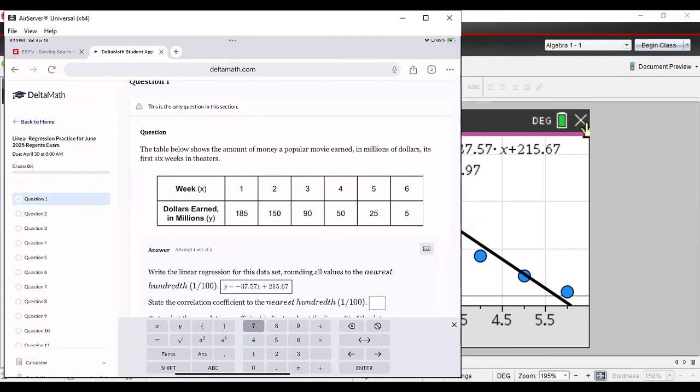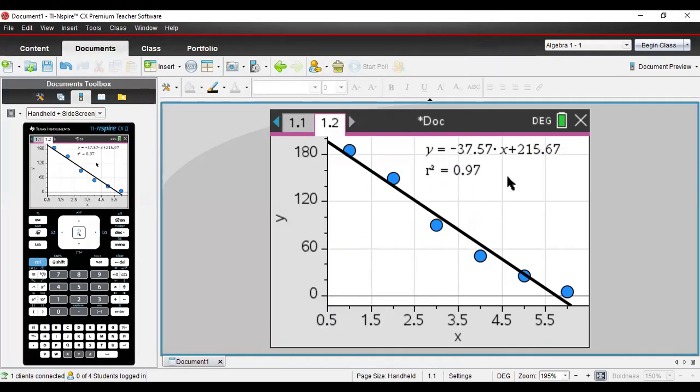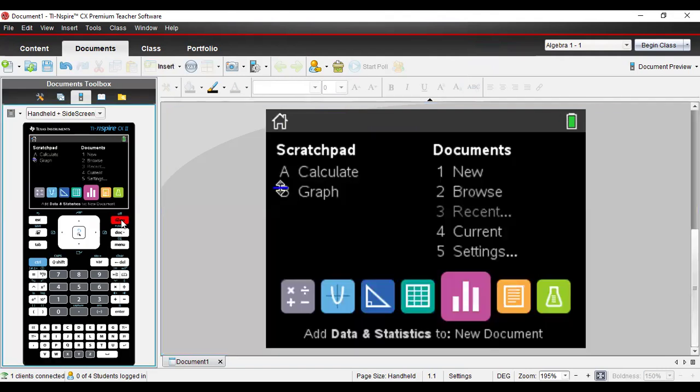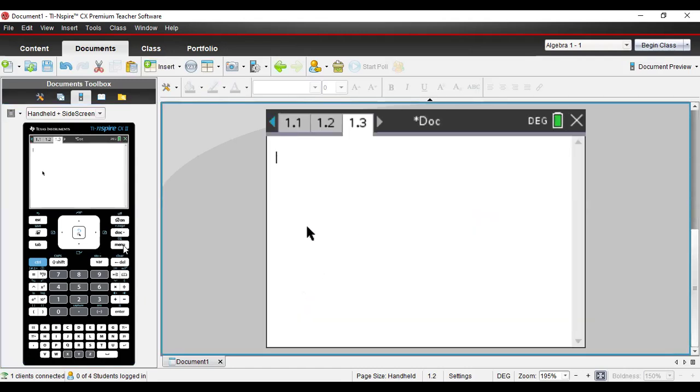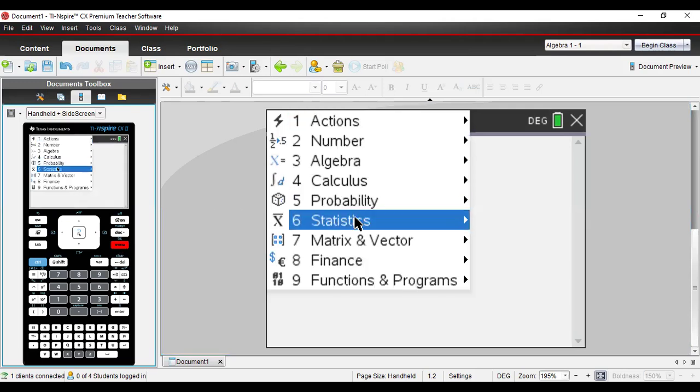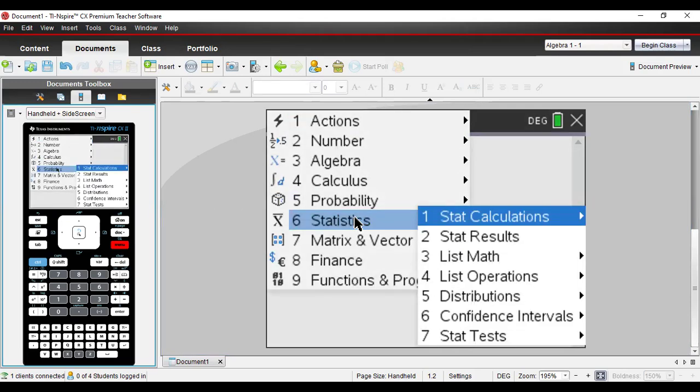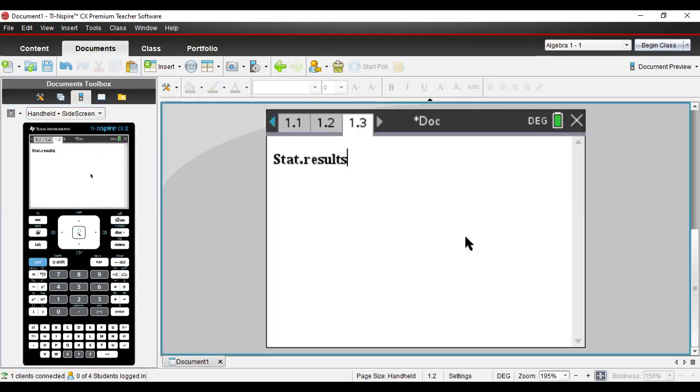Now we have to come up with the correlation coefficient. So please pay attention. Once we run the regression, there's a screen that's going to calculate it for us. So let me go there. I'm going to go back to the home screen, and I'm going to use this calculate screen right here. Now, all I'm going to do is go menu, and I want statistics because the correlation coefficient is a statistic. And so all we got to do now is go to the stats results.